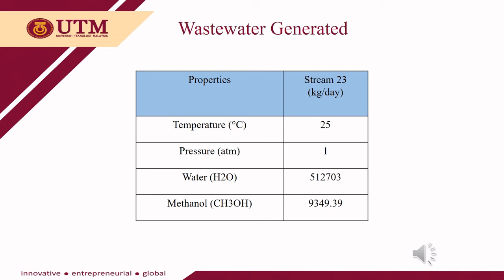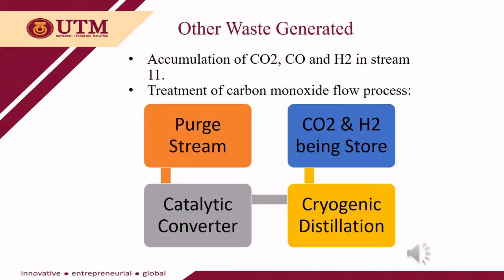The other waste generated in our plant is the accumulation of carbon dioxide, carbon monoxide, and hydrogen gas in stream 11. Carbon monoxide and hydrogen gas cannot be pushed into the environment since they have toxic and combustible properties. Below is the treatment of carbon monoxide and hydrogen gas flow process.